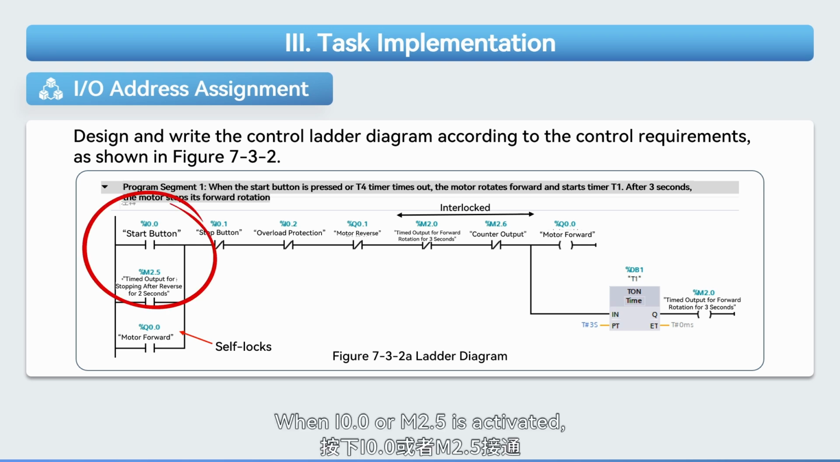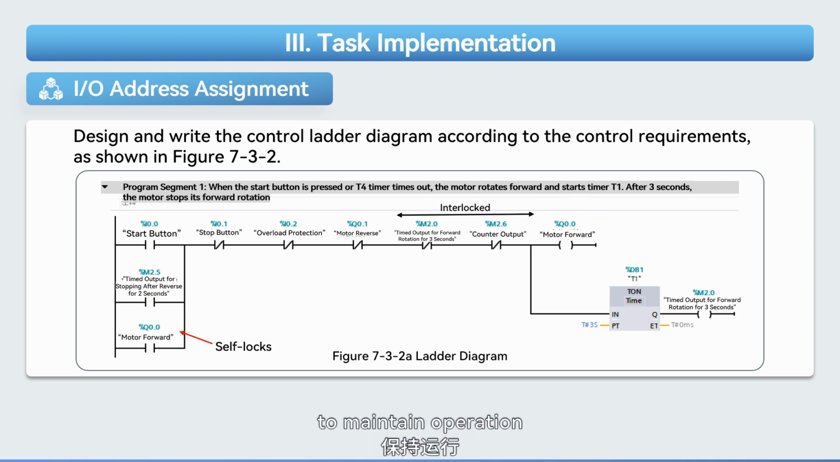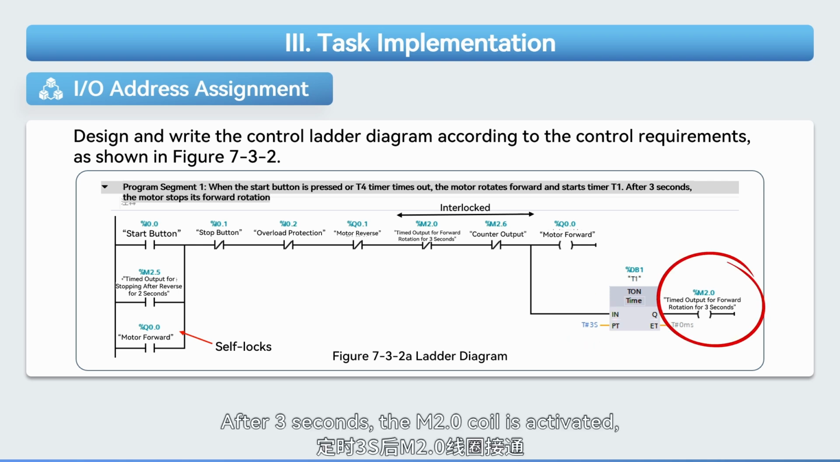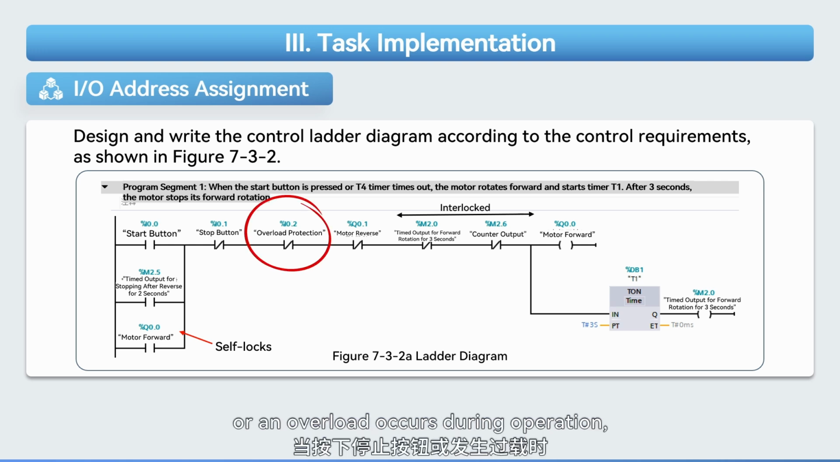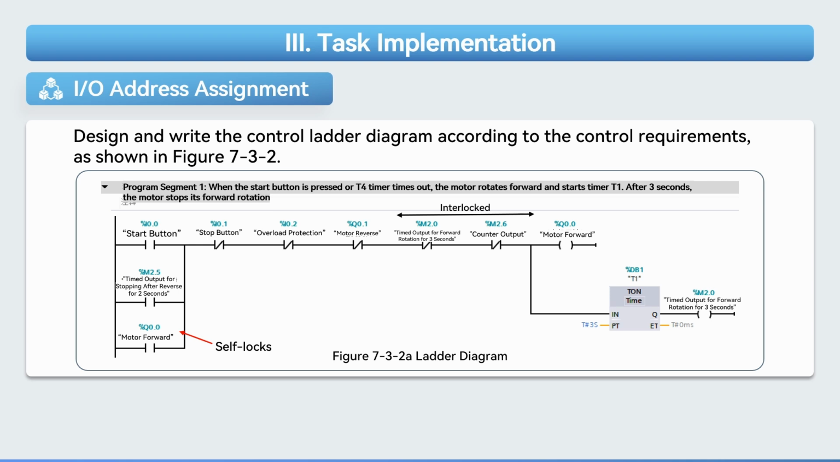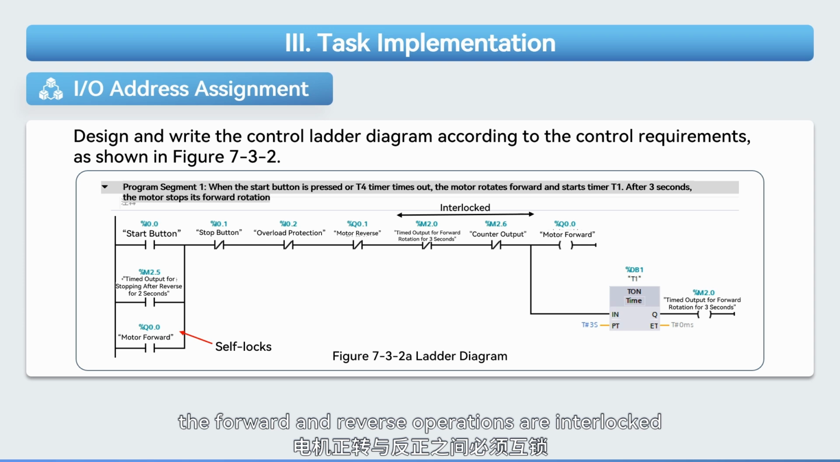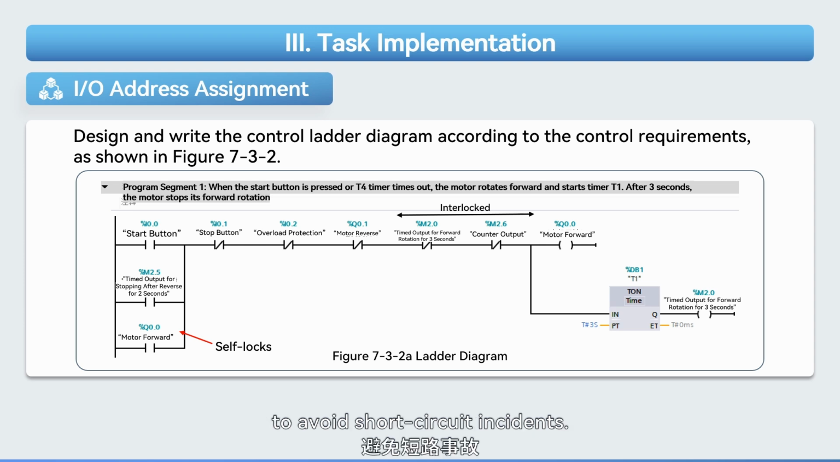When I0.0 or M2.5 is activated, the motor rotates forward and self-locks to maintain operation while starting timer T1. After 3 seconds, the M2.0 coil is activated, opening its normally closed contact to stop the forward motion of the motor. If the stop button is pressed or an overload occurs during operation, the motor will stop. After the motor has completed 3 cycles of alternating forward and reverse, it will automatically stop. It is crucial to ensure that the forward and reverse operations are interlocked to avoid short-circuit incidents.